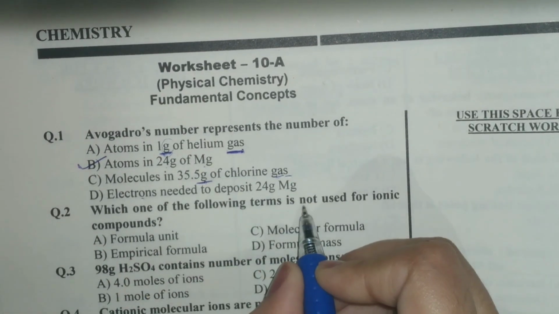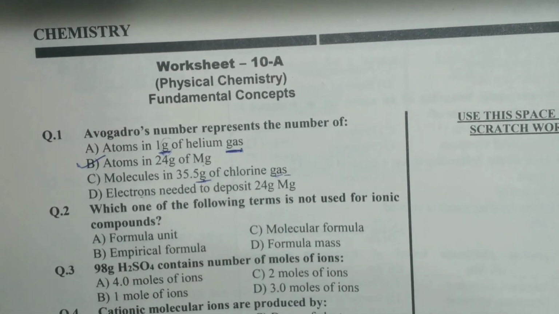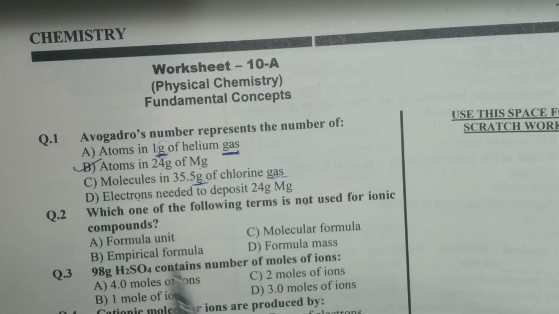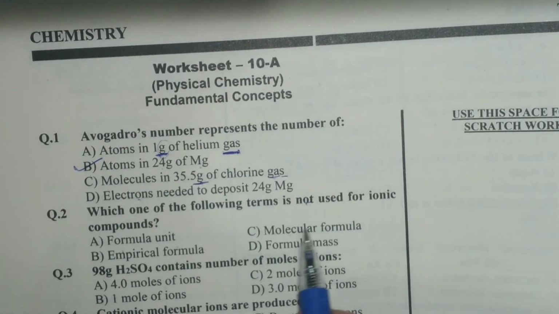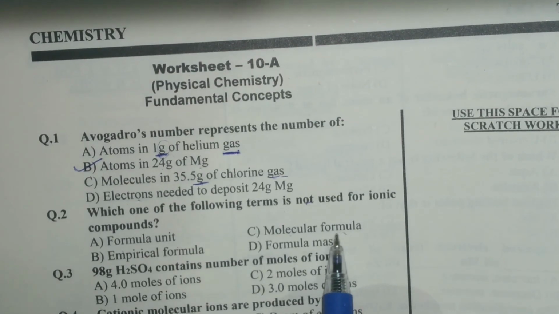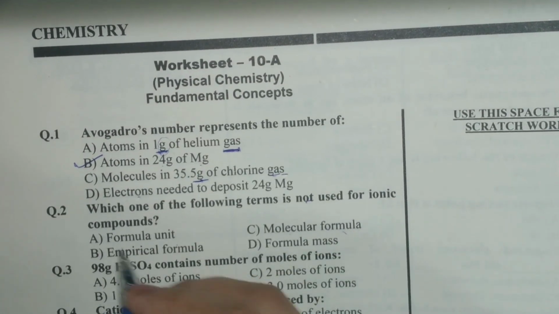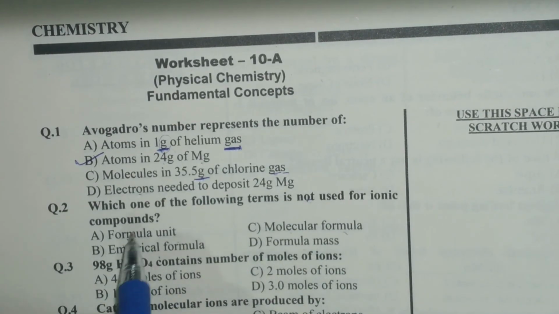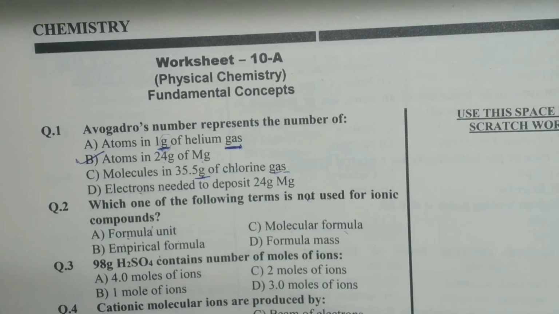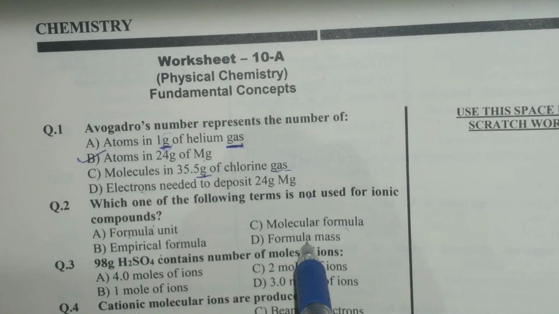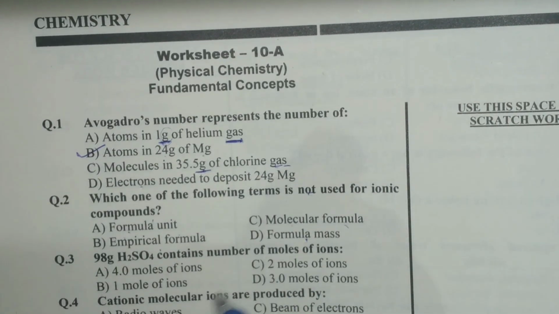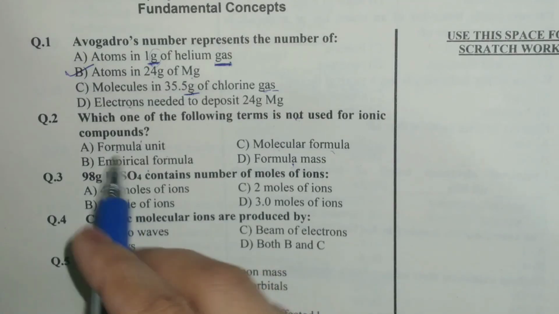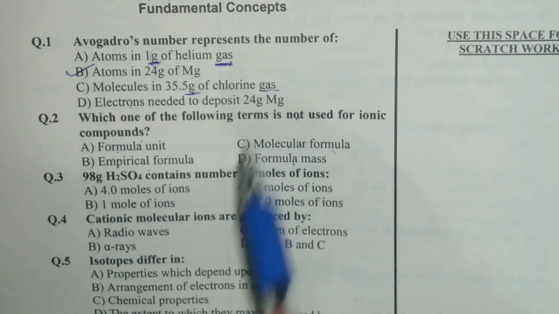Which one of the following terms is not used for ionic compounds? So, formula unit, molecular formula. Molecular formula is used for molecules. Formula unit, it is used for, yes, ionic compounds. Empirical formula, yes, ionic compounds do have an empirical formula. Formula mass, they also have a formula mass, but Charlie option is correct for this question, that molecular formula is not used for ionic compounds.